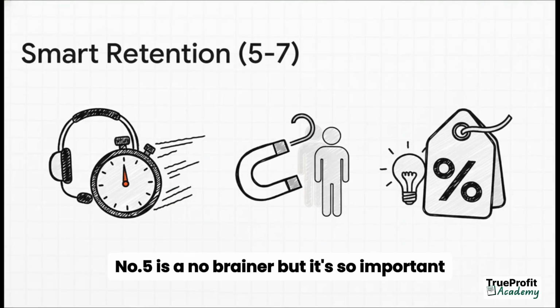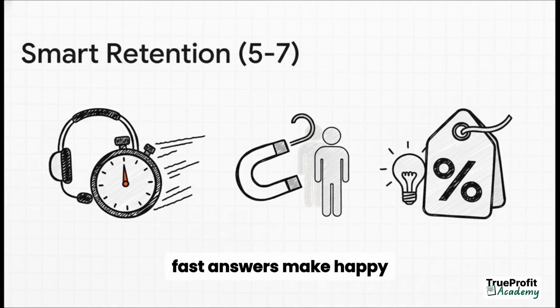A customer who returns a lot of stuff is waving a giant red flag that they might be about to churn. Number 5 is a no-brainer, but it's so important, speed up your customer support. Fast answers make happy, loyal customers. It's that simple.